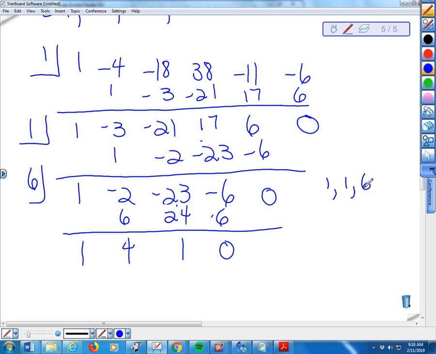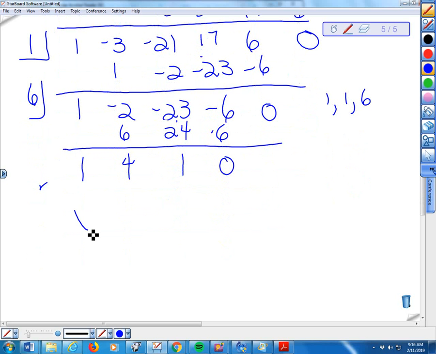That's 3 zeros. How would I describe this as a polynomial? What's left? Tell me the polynomial. What do these numbers mean? They're the coefficients of x. We started with x to the 5th, so we got x to the 4th, x to the 3rd, x squared. So this is x squared plus 4x plus 1.